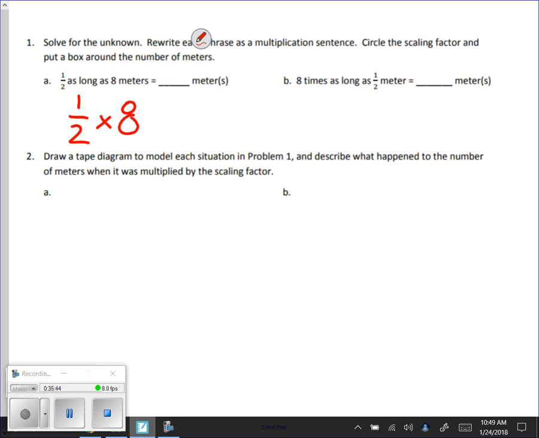Okay, so it says circle the scaling factor. Which one of these two numbers is the scaling factor? And it says put a box around the number of meters. So which one gets the circle and which one gets the square? 1/2 gets the circle, and 8 meters gets the square. Can you solve it and tell me how many meters there are? Go ahead and solve it.